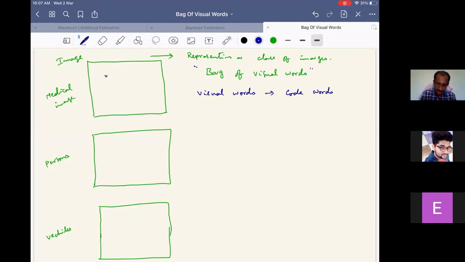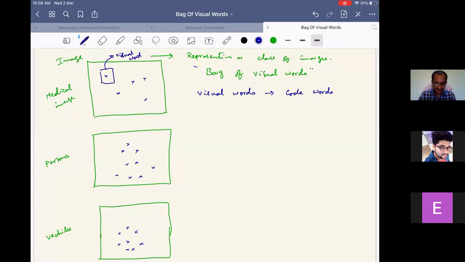See, visual words means what? You have several regions in any of the images. In each class of images, you have several regions. Around each, if we consider a patch, what is this? This is nothing but a visual word. If we consider a specific class of images, we will have some specific kind of visual words.